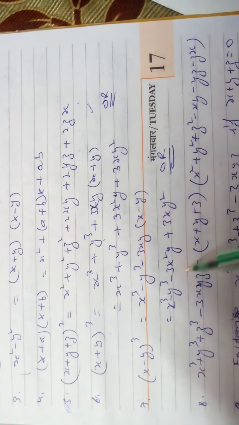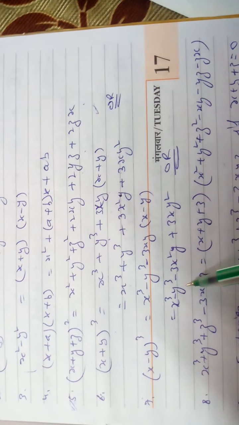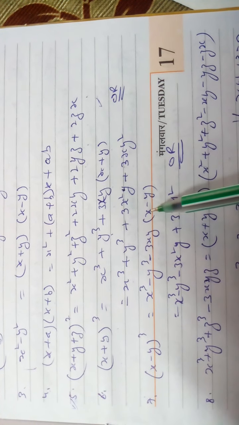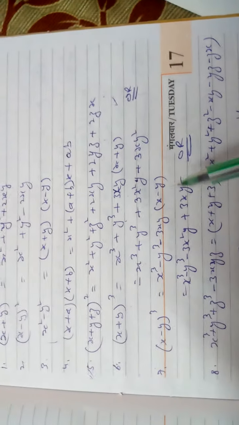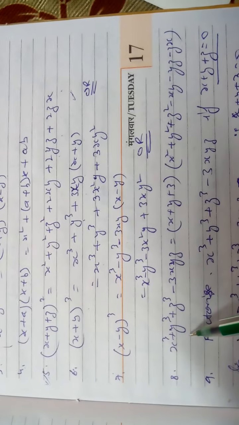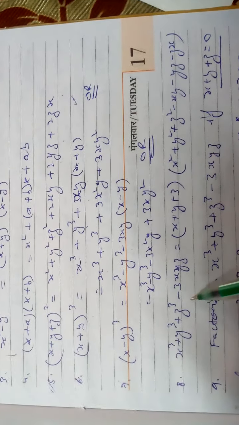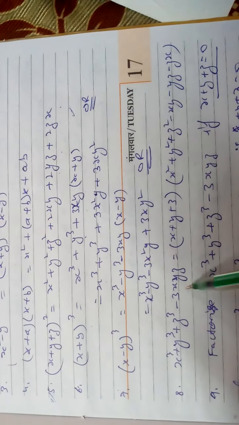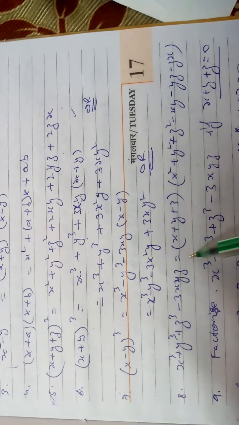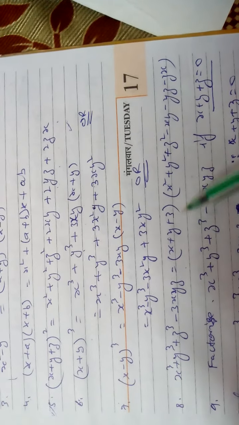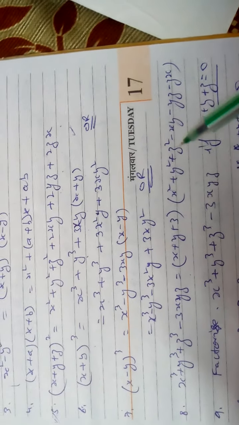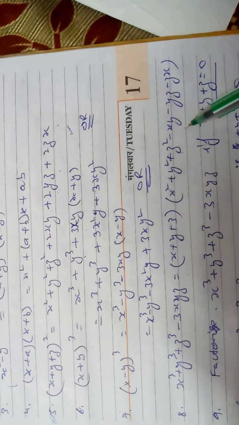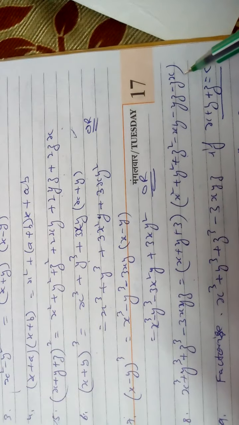When you open the bracket you will get x cube minus y cube minus 3x square y plus 3xy square, with signs minus, plus. And one more identity: x cube plus y cube plus z cube minus 3xyz has the formula (x + y + z) in one bracket, and in another bracket x square plus y square plus z square minus xy minus yz minus zx.